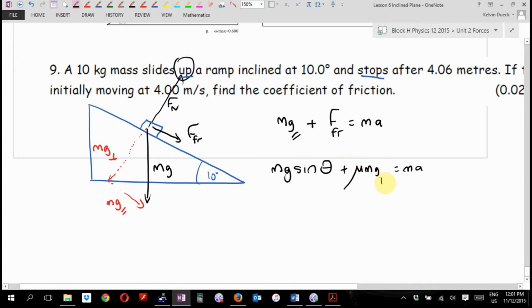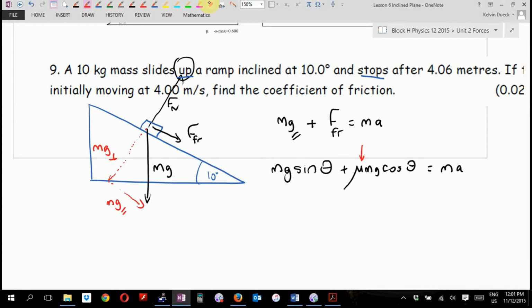mg perpendicular. Did you say perpendicular? Of course you did. I would normally not do it this fast, but I'm trying to get this all on one line, on one screen. So Josh, are you okay with that? And I guess what they want me to get by itself is mu, because it said find the coefficient of friction.